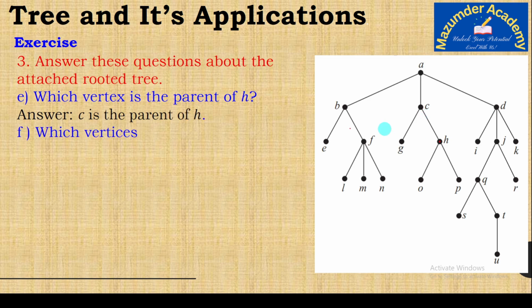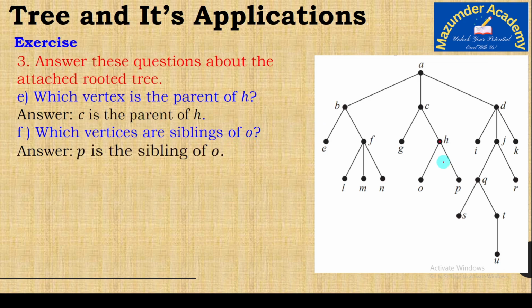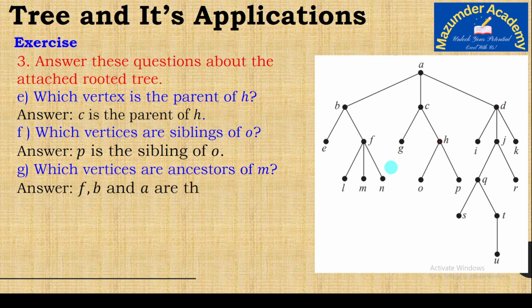Then which vertices are siblings of O? Your O is here. Sibling means the vertices which have the same parent. So P and O have the same parent, therefore P is the sibling of O, or O is the sibling of P.